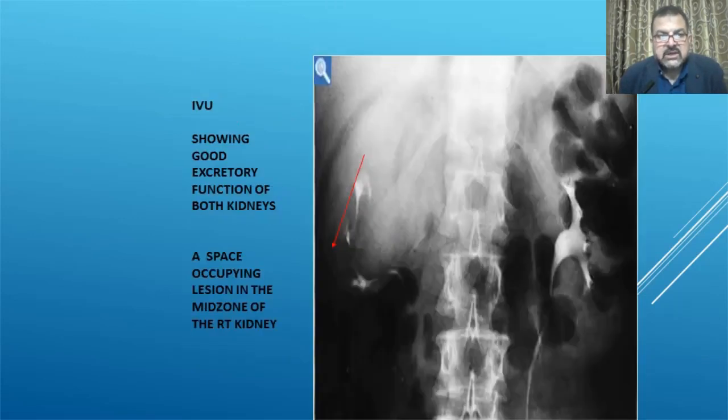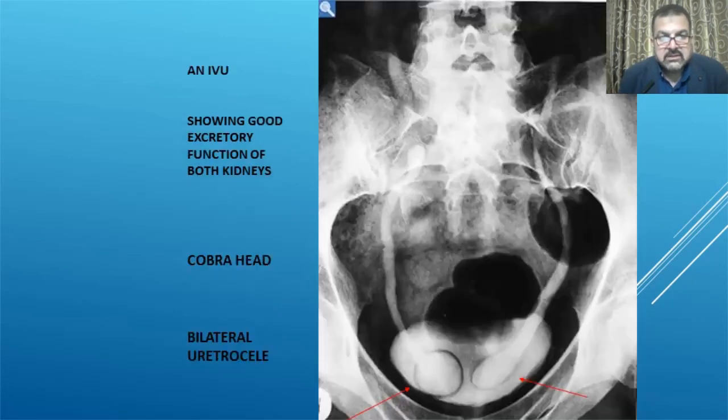Here also again, space occupying lesion in the mid-zone of the kidney. Here cobra head appearance, which is pathognomonic for having ureterocele.